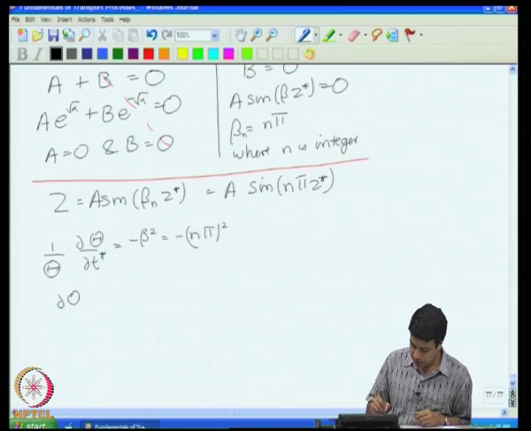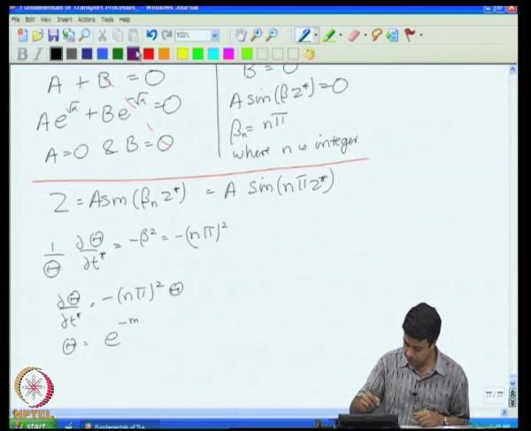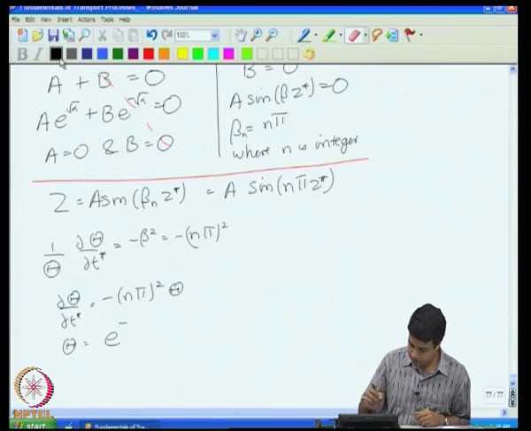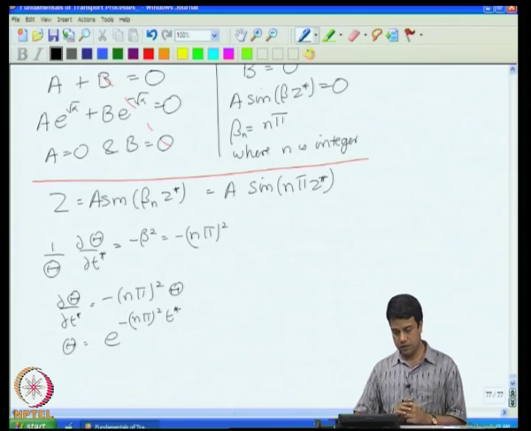Or d theta by dt star is equal to minus n pi the whole square theta, okay, or theta is equal to e power minus n pi the whole square times t star.